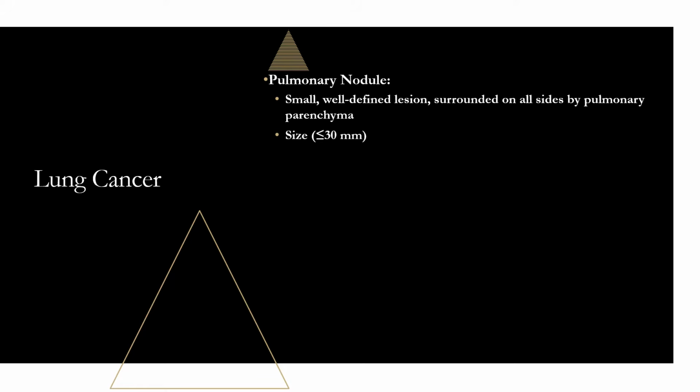Now, pulmonary nodules are also defined specifically by their size. So they have to be less than or equal to 30 millimeters. And size is important because if it's over this size, it's actually considered a pulmonary mass rather than a nodule. So 30 millimeters or less is going to be a nodule. Any larger than this is going to be considered a pulmonary mass. So it has to fit that criteria as well.